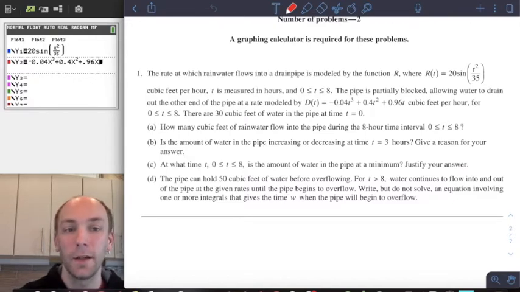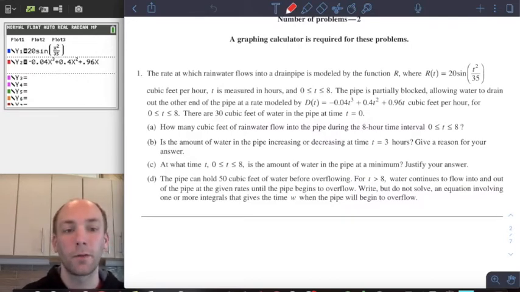The pipe is partially blocked, allowing water to drain out the other end of the pipe at a rate modeled by d of t, and it gives the equation for that, in cubic feet per hour for t between 0 and 8. There are 30 cubic feet of water in the pipe at time t equals 0.